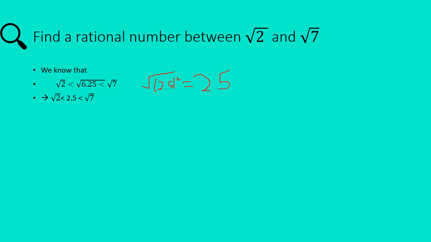So root 2 is smaller than 2.5 and 2.5 is smaller than root 7. 2.5 can be written as 25 by 10 and 25 by 10 in its simplest form is 5 by 2. So 5 by 2 is a rational number and it is between root 2 and root 7. In this way, we can find infinite numbers between root 2 and root 7.